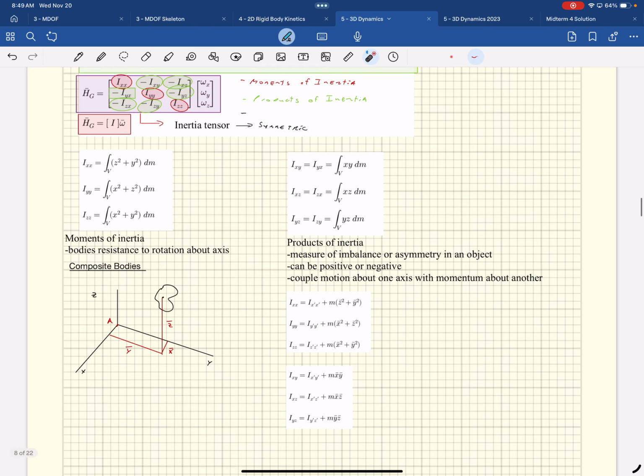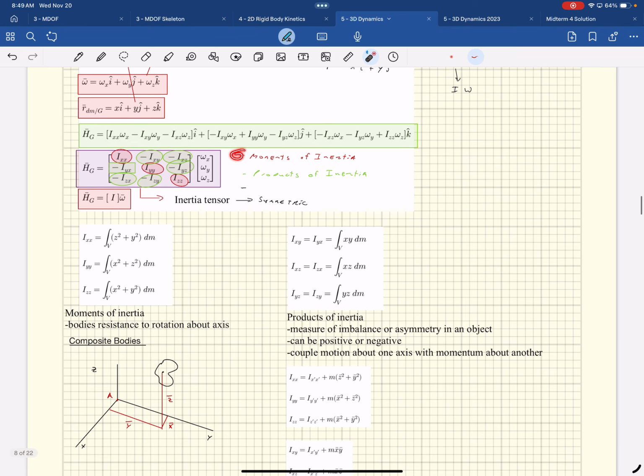And if you look to see what they're doing, this top term right here, if I do my matrix multiplication, I take this times this plus this times this plus this times this. What I calculate, this upper term, would be the momentum about the x-axis. And you can see if I have products of inertia, my momentum about the x-axis is going to be affected by what omega y and omega z are. So rotating about one axis causes momentum about another axis. Well, that happens with something that's imbalanced.